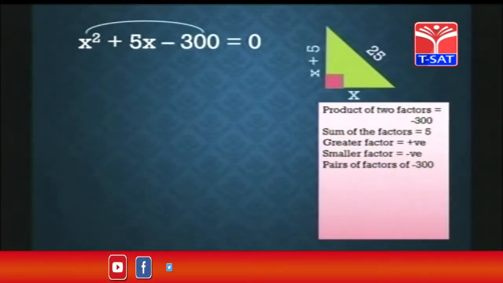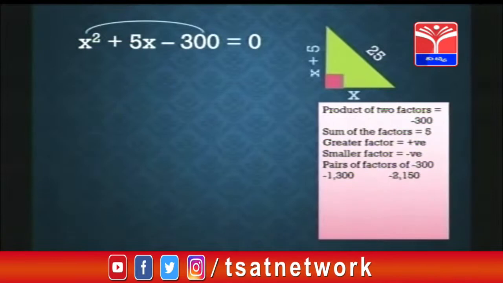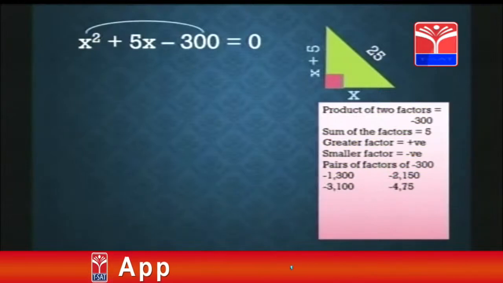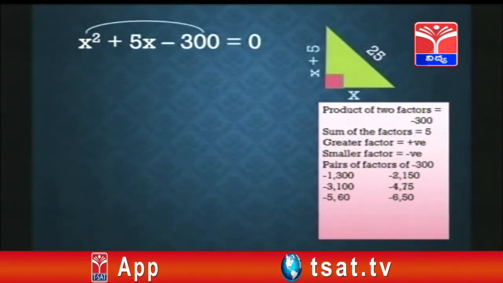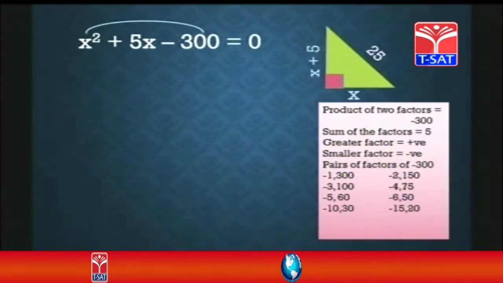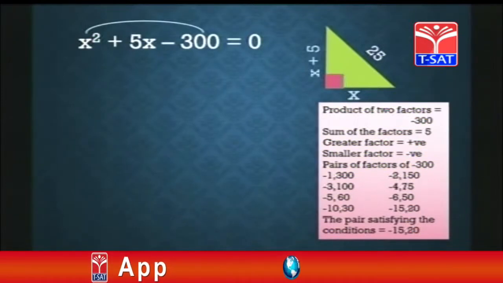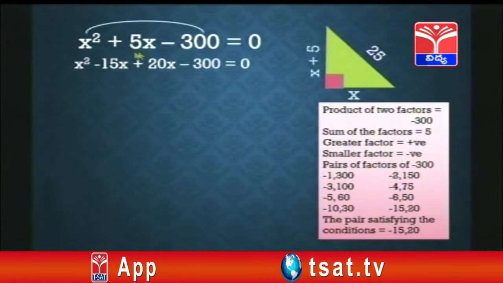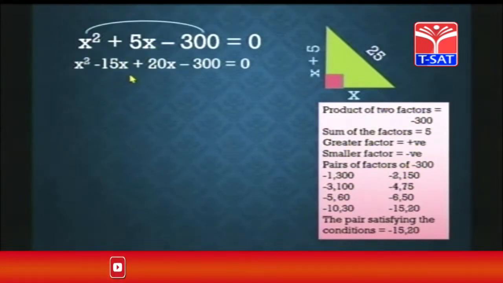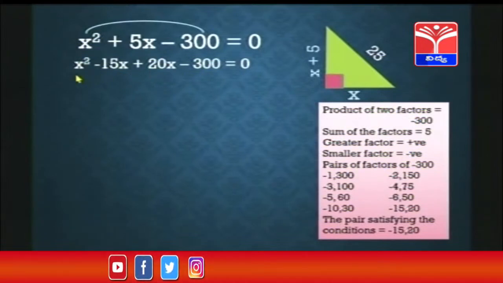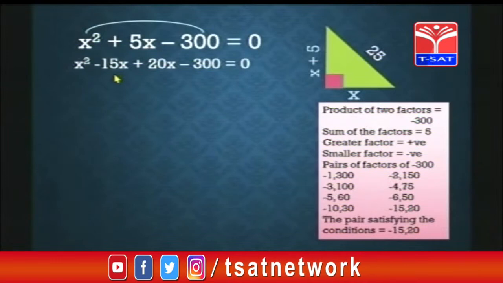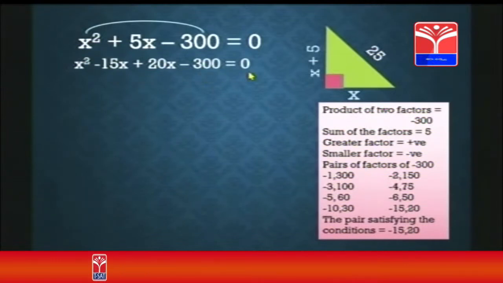So the pairs of factors of minus 300 are minus 1 300, minus 2 150, minus 3 100, minus 4 75, minus 5 60, minus 6 50, minus 10 30 and minus 15 20. So the pair satisfying the condition is minus 15 and plus 20. So I am writing the middle term plus 5x as minus 15x plus 20x. So my equation comes out to be x square minus 15x plus 20x minus 300 is equal to 0.